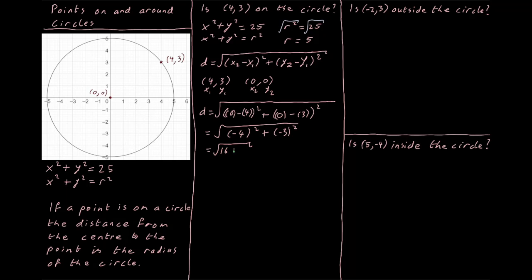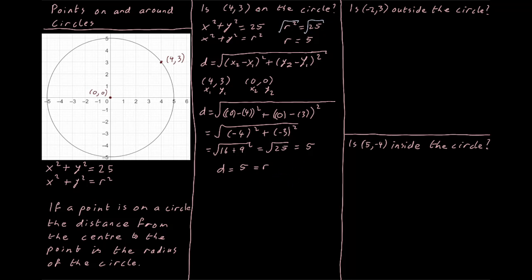We get 16 plus 9, so we get the square root of 25. So we get that the distance is 5. So we found that the distance between our point and the center was 5, and we found that the radius was 5. Well, that tells us that the point is on the circle.